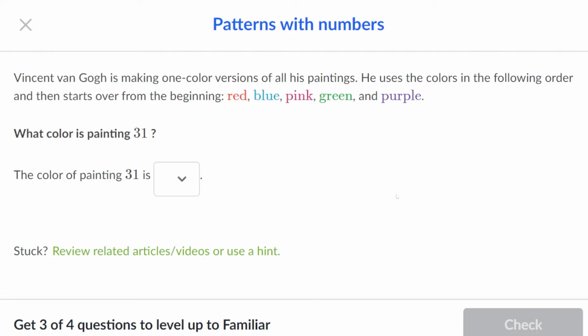So, with that remainder 1, after 30, it's going to be here in purple, yeah? It's going to go 1, 2, 3, 4, 5, 6, 7, 8, 9, 10, 11, and so on. Number 30 is going to be purple. So 31 is going to be red.